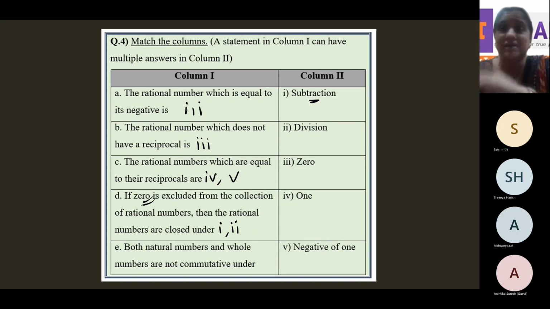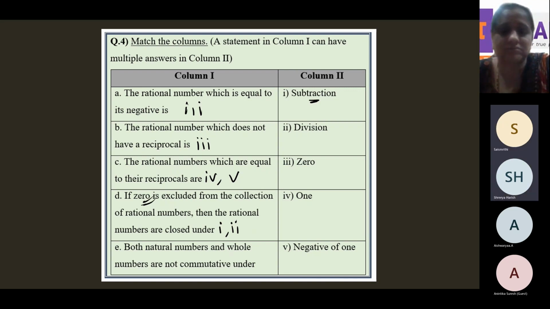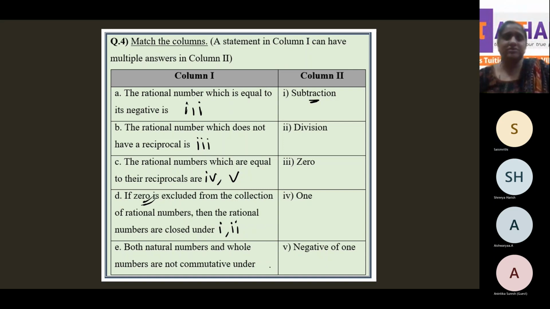A by B, B by A. The answer should be the same both ways. The answer you get for A minus B, you must get the same thing for B minus A, then commutative. The answer which you get for A by B, you must get for B by A also, then commutative. Yes, ma'am. So the answer is subtraction and division. So both natural numbers and whole numbers are not commutative.